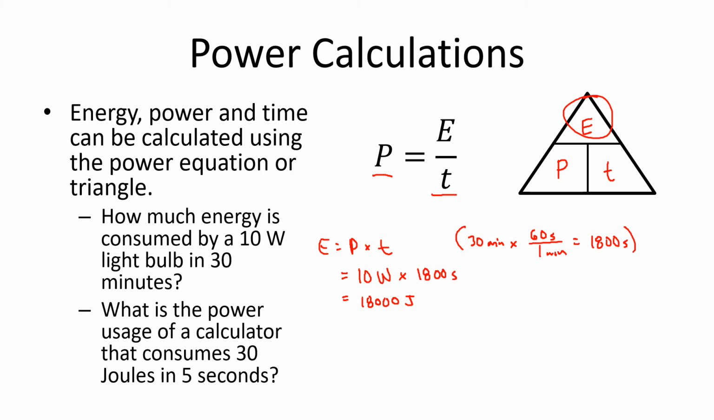Let's have a look at this next one. It says, what is the power usage, P, of a calculator that consumes 30 joules in 5 seconds? This time we want the power, so it's going to be E divided by T, energy divided by time. We can just put in the 30 joules of energy and the 5 seconds of time. This is a very short amount of time. So if it uses 30 joules in 5 seconds, that's going to be 6, and the unit of power is watts. So it's a 6 watt calculator.